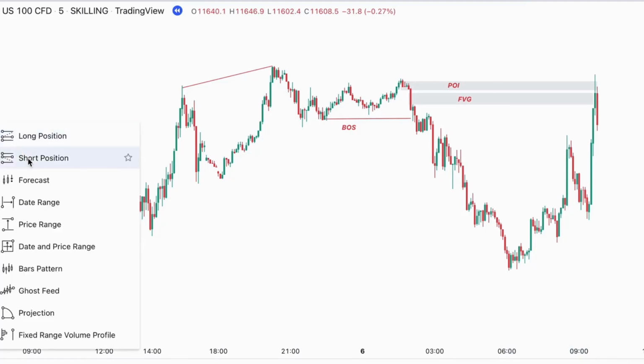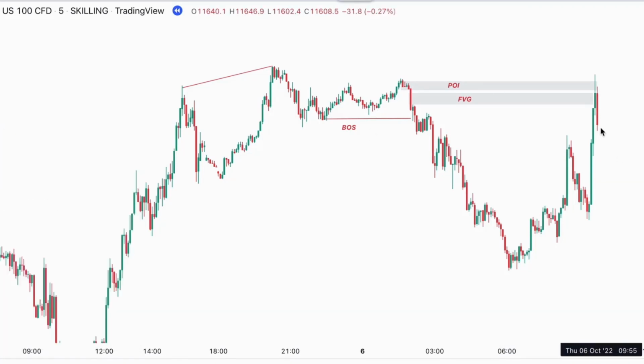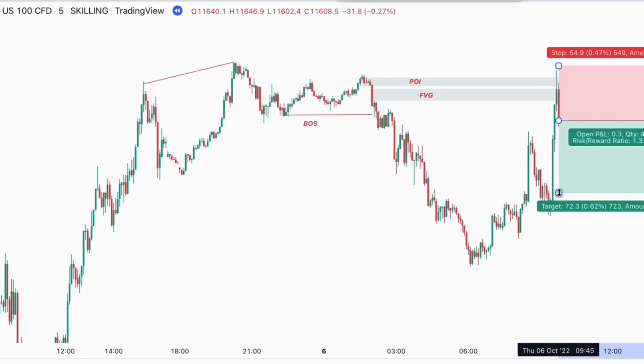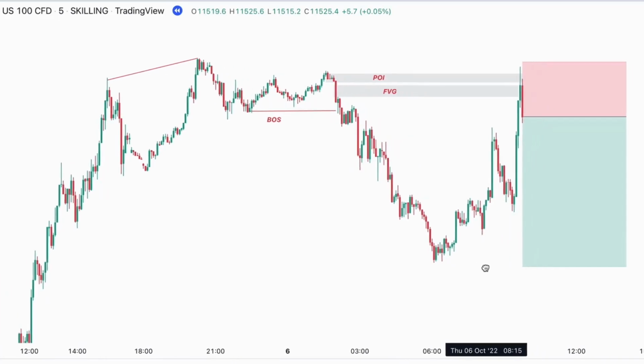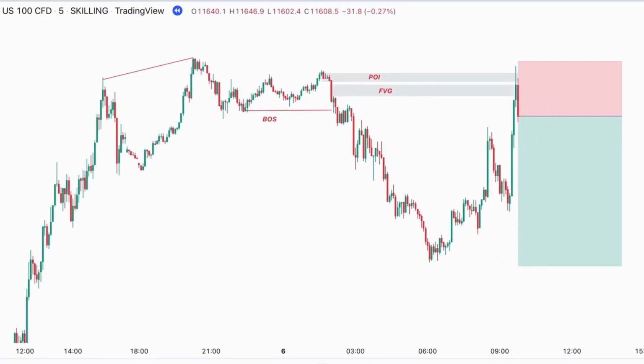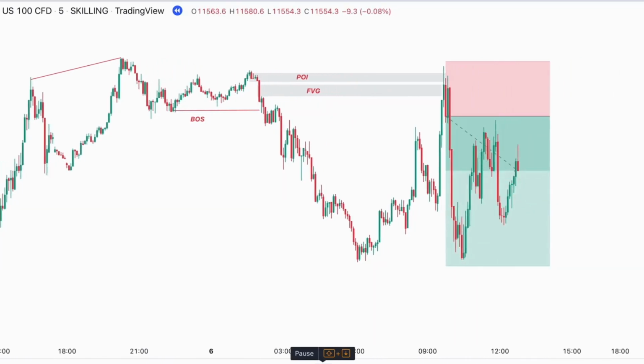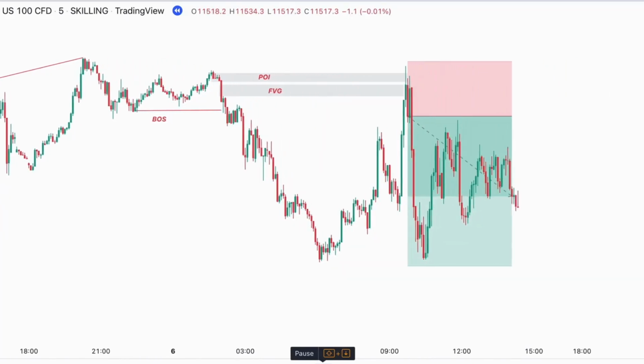So we'll put a short position here, stop loss above the order block, and we'll target the sell side liquidity at the level of the swing low. So the price hit our take profit.